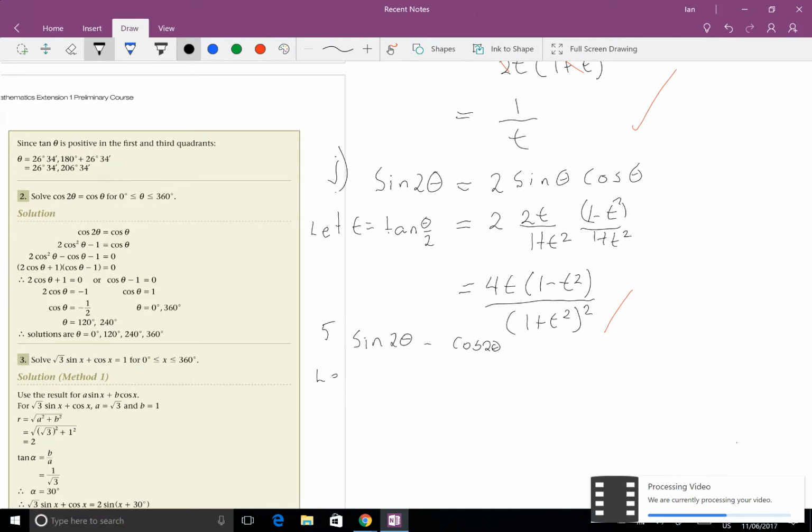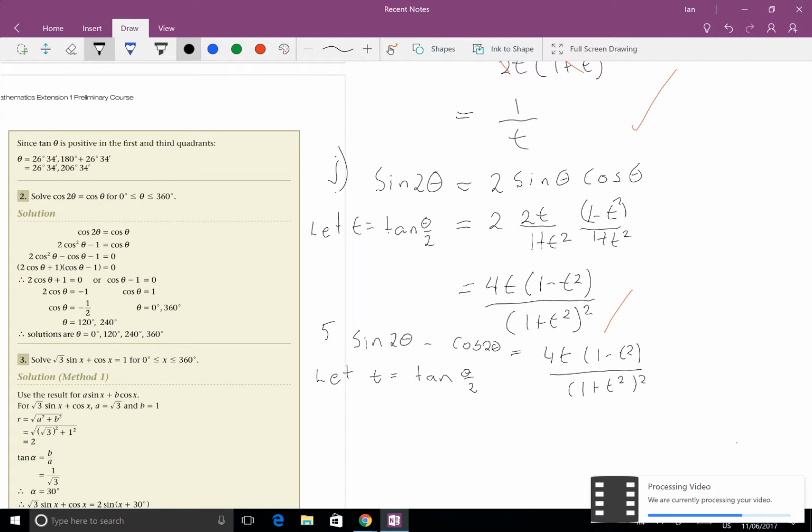Well, we'll start with our opening statement again, which is to let t equal tan theta on 2. And we look back at question 1J, and we've already got an expression for sine 2 theta. So we can write that in. So 4t on 1 minus t squared, outside 1 minus t squared, on 1 plus t squared, all squared.